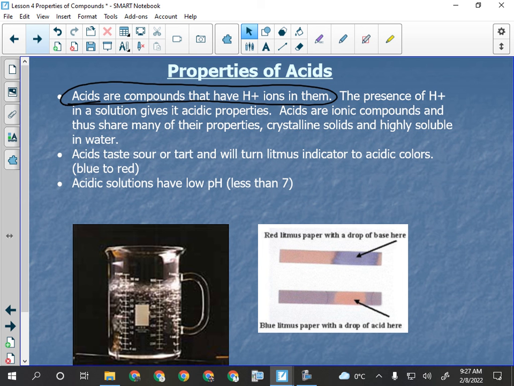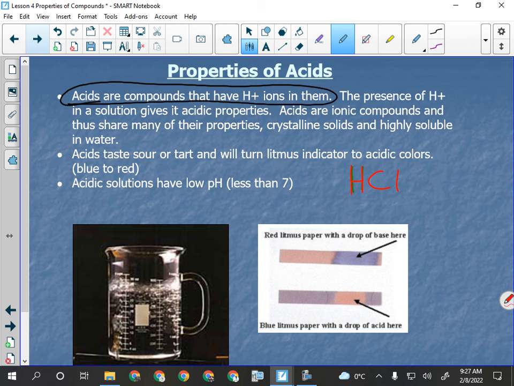All right, so all acids, all strong acids, have hydrogen acting as the metal. So this is a strong acid. That's hydrogen chloride or hydrochloric acid. It's actually the stuff that's part of your stomach acid.